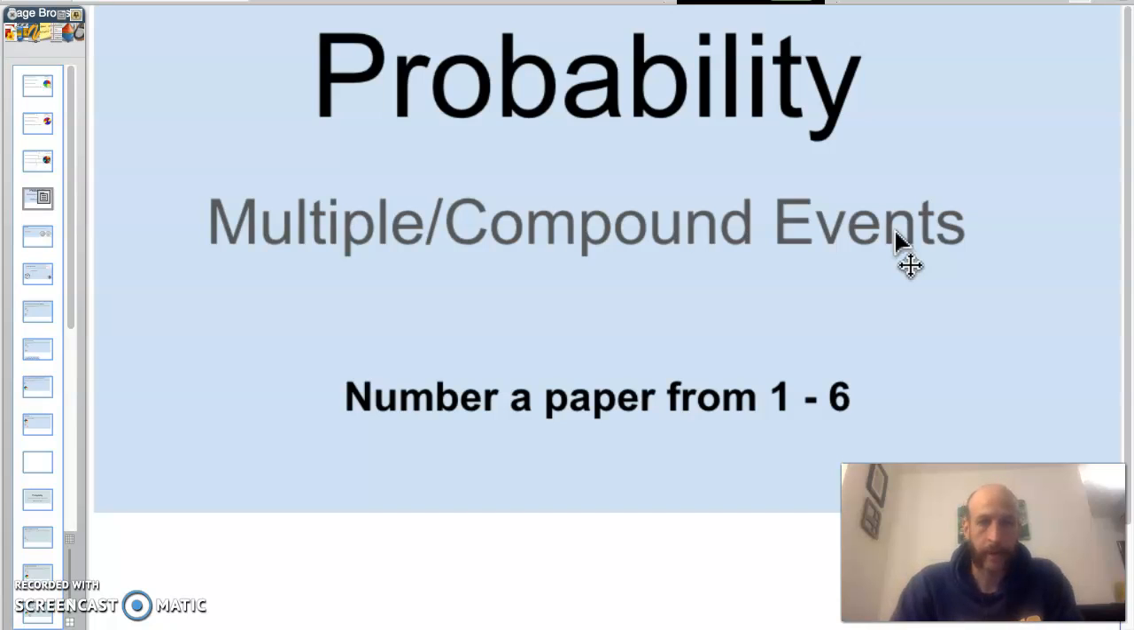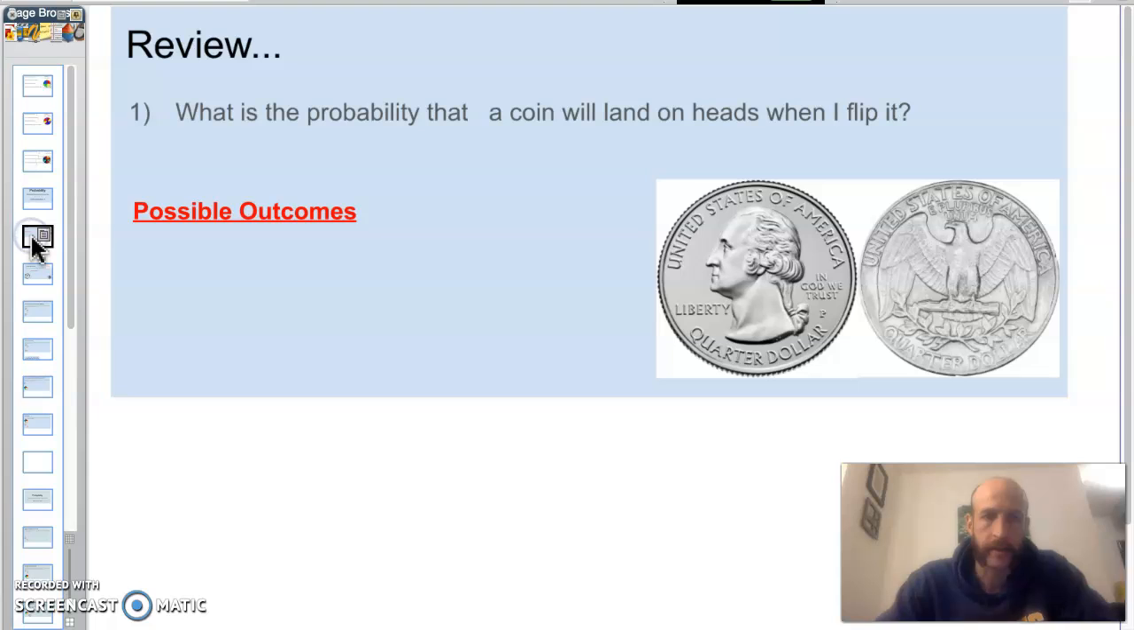Okay, before we begin, make sure you have a piece of paper and a pen or pencil and have numbered your paper 1 through 6 with enough space in between each one to do some work. All right, let's go ahead and get started with a quick review problem.